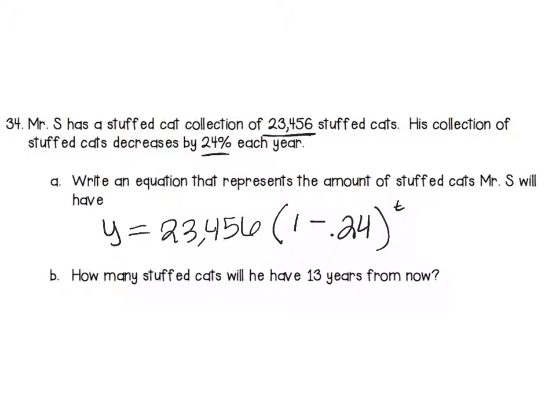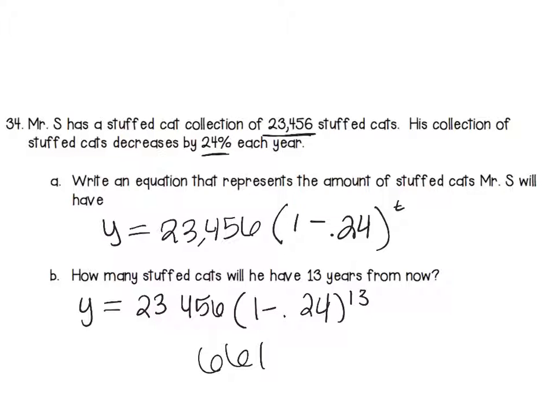We're writing it in terms of the time. Then part B asks, how many stuffed cats will he have 13 years from now? So y equals 23,456 times 1 minus 0.24 to the 13th power. I'll again type all of this into my calculator to get 661 cats.